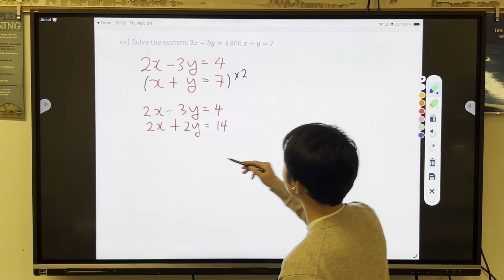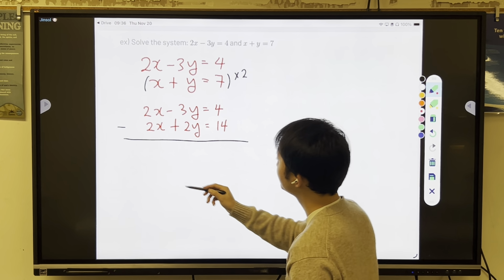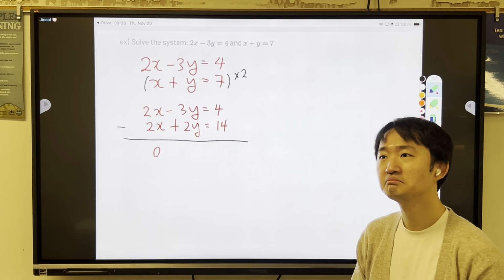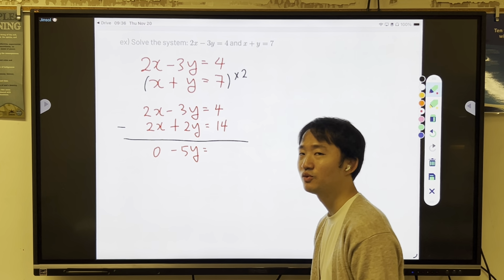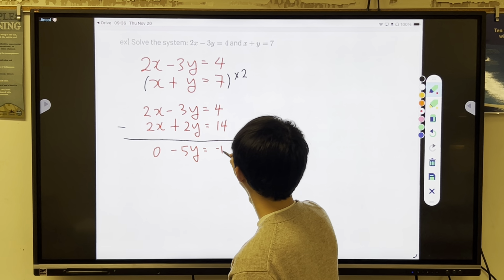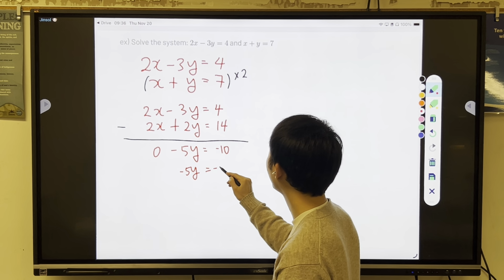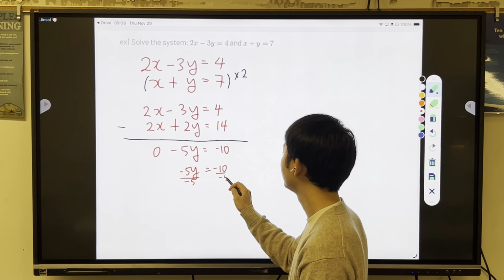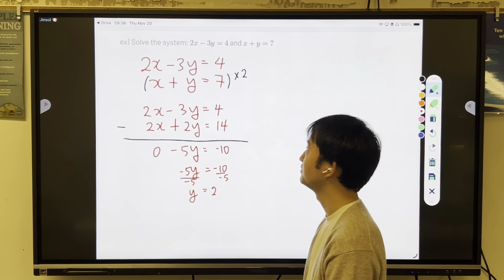And now the two equations have matching coefficients for the variable x. So now I think I can do the subtraction, the elimination. 2x minus 2x is 0. Negative 3y minus 2y is negative 5y. And 4 minus 14, you can use a calculator for this kind of thing, is negative 10. So I have negative 5y equals negative 10. And I can divide both sides by negative 5. And once again, you can use your calculator. You get y is equal to positive 2.